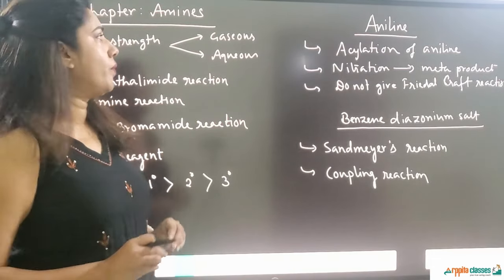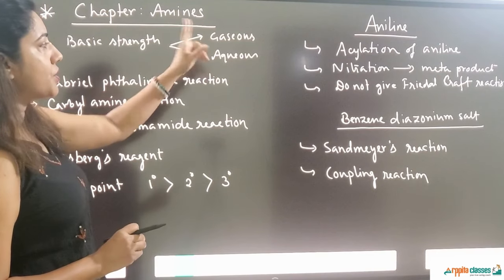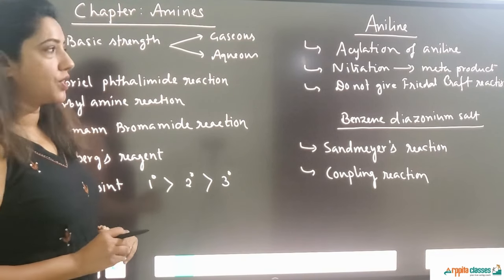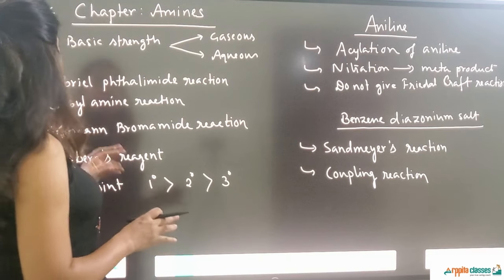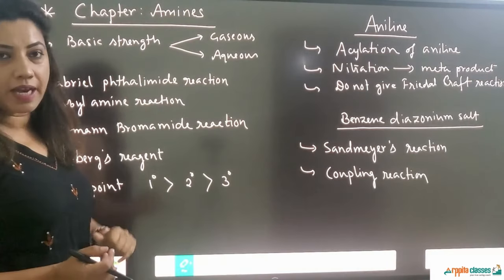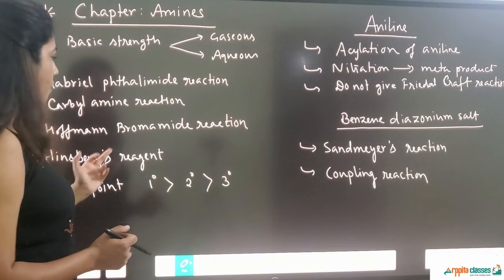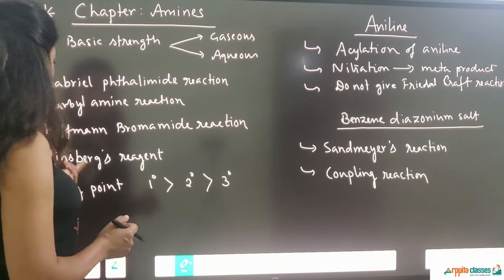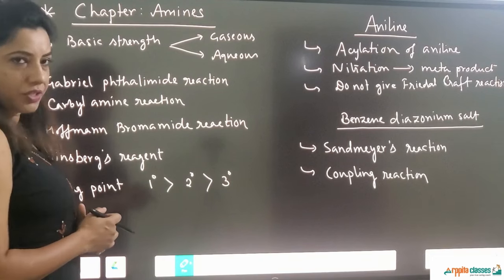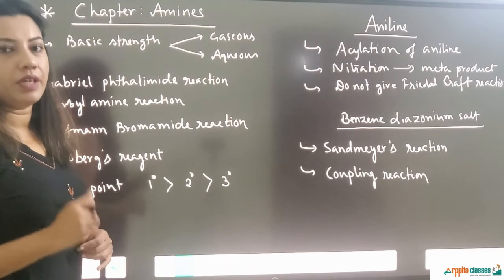The most important question from amines is asked, that is basic strength of amines in the gaseous condition and in the aqueous condition. Prepare it very nicely. Then we have some named reaction. The first one is Gabriel phthalimide reaction. Okay, then we have carbylamine reaction. Then we have Hoffmann bromamide reaction, and we have Hinsberg reagent, which is used for the distinction between 1 degree, 2 degree and 3 degree amines.